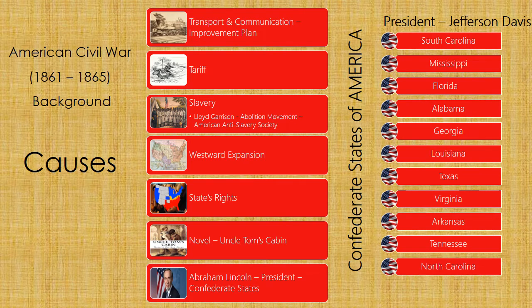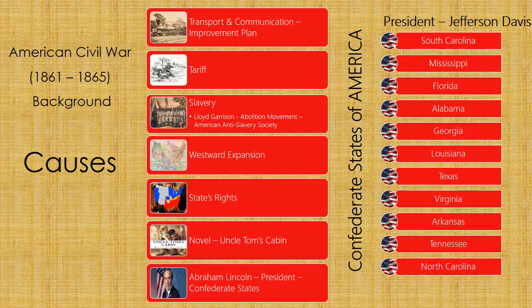The next cause was Uncle Tom's Cabin, a novel. The literary impetus to the American Civil War was provided by the path-breaking novel of 1852, Uncle Tom's Cabin by Harriet Beecher Stowe. This novel helped to create public opinion against slavery. The gulf between the northern and the southern states widened with time.